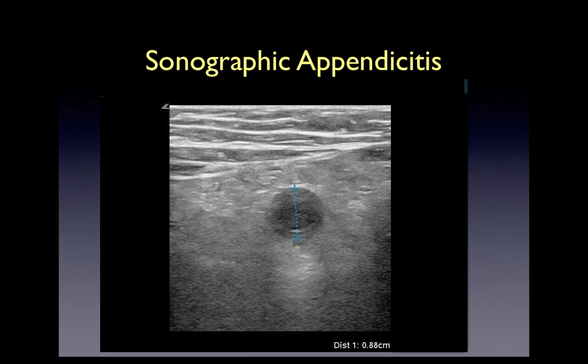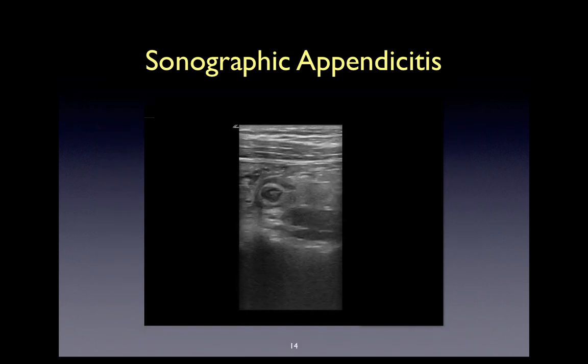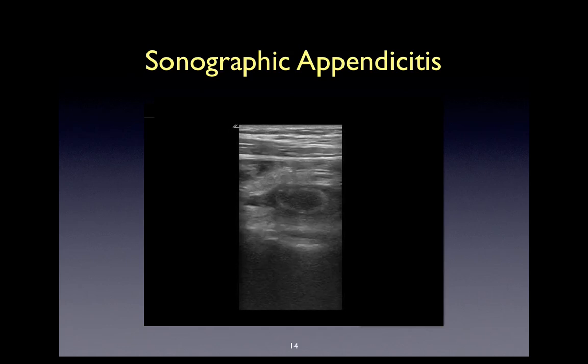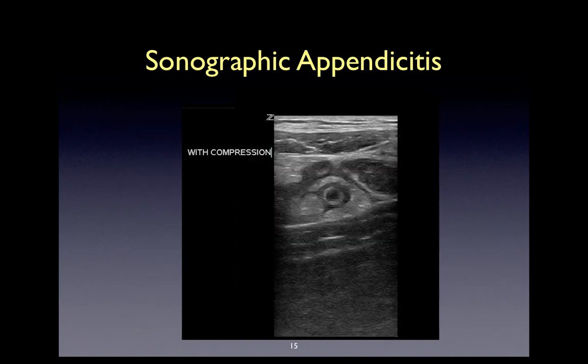In this example, we can clearly see that there's a big, bright targetoid structure. And what you'll also appreciate is a very subtle surrounding hyperechoic wall. This is yet another example of appendicitis. In this example, you can see a targetoid structure with a blind end, yet another example of appendicitis. Here's another beautiful example of appendicitis.